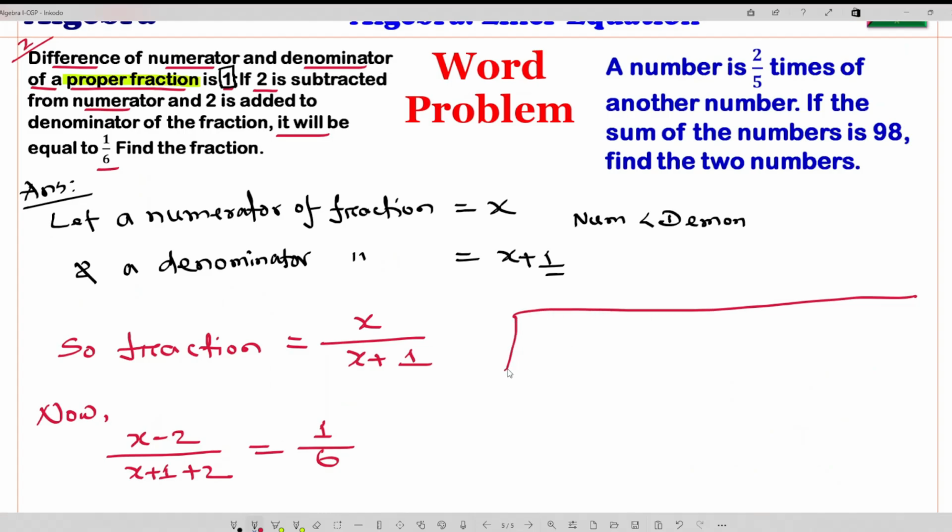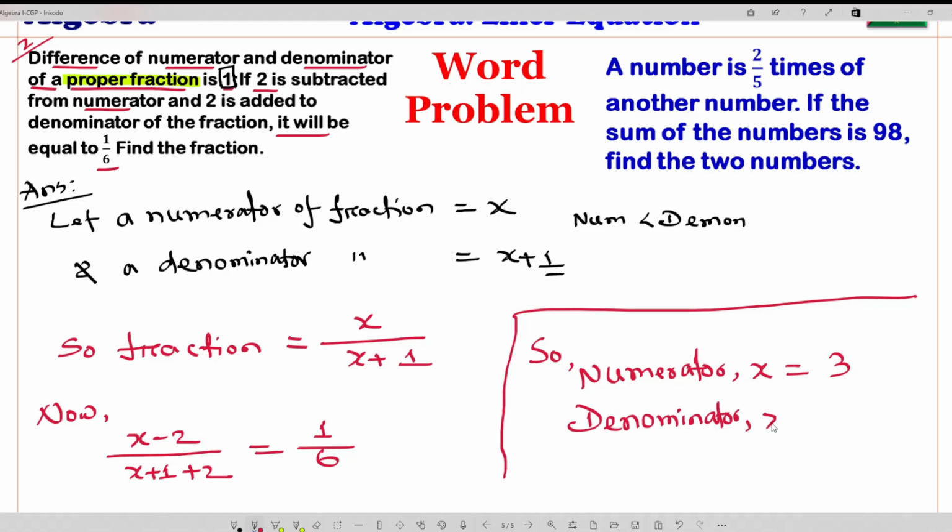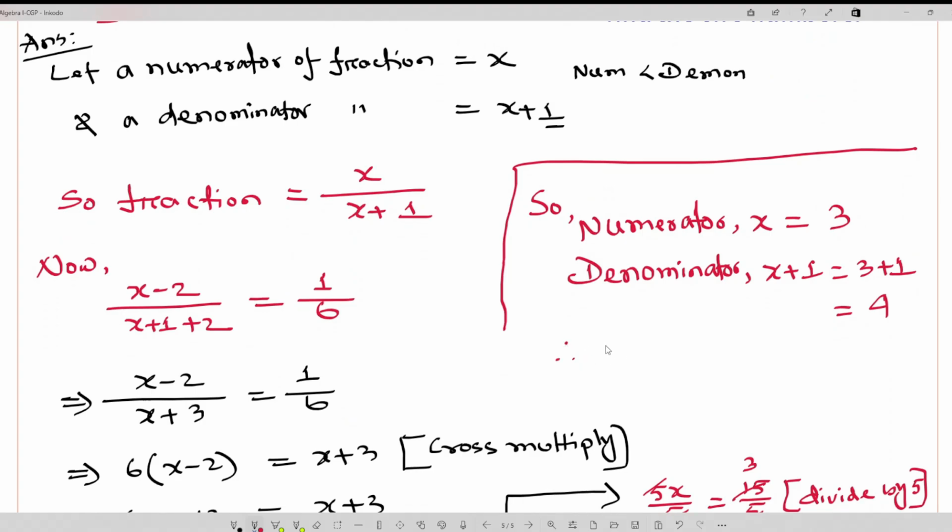So here we can say the numerator x equals 3. So no need to write it again. Denominator x plus 1 equals 3 plus 1, it means 4. So what is the fraction? The fraction equals 3 divided by 4, and this is our answer.